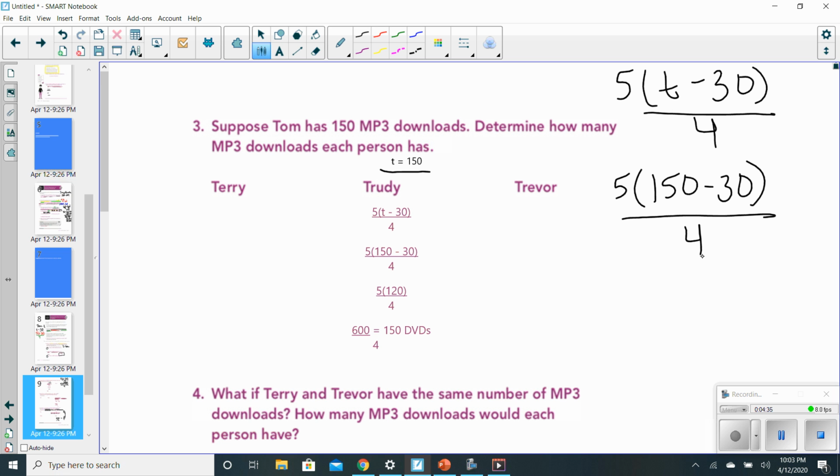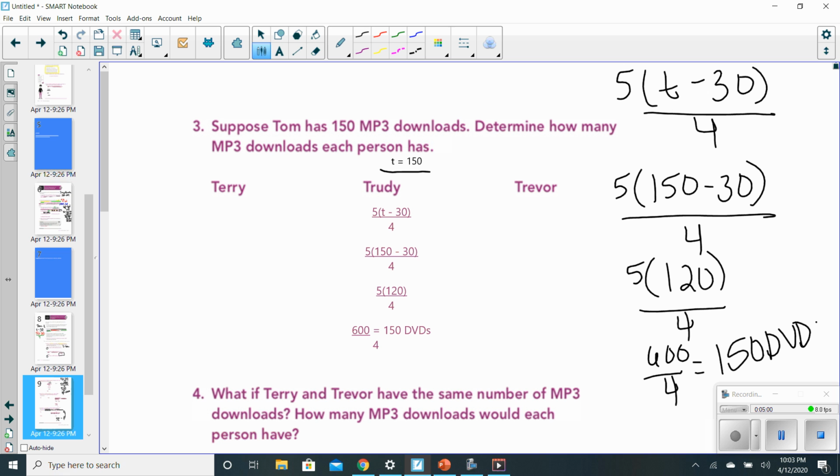Again, order of operations. So we're going to subtract what's in the parentheses, and we're going to be left with 5 times, and then 150 minus 30 gives us 120, all divided by 4 still. Simplify again, so 5 times 120 is going to give us 600 divided by 4, and when we divide that, we end up with 150 downloads. So supposing that Tom has 150, Trudy also has 150 downloads.